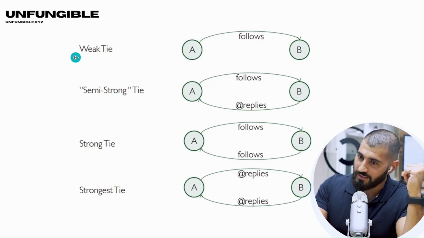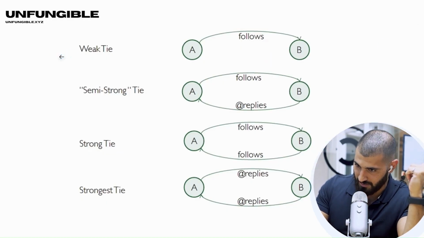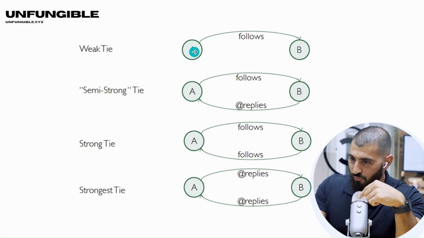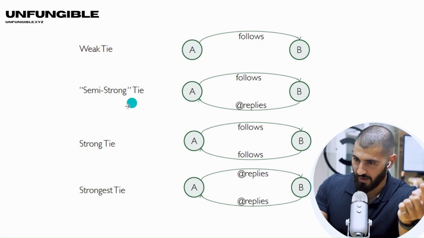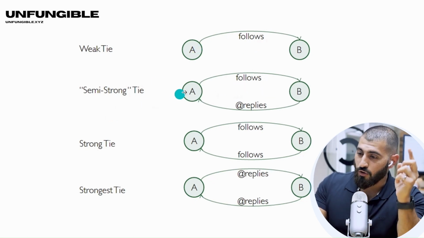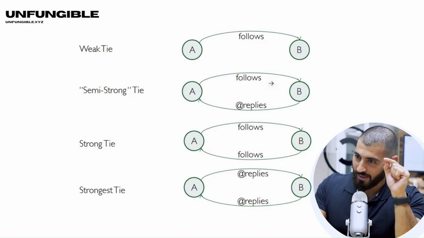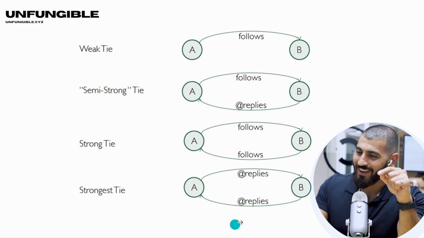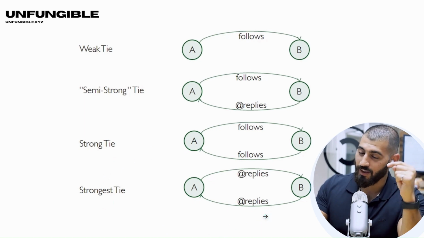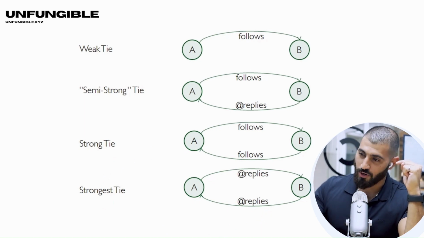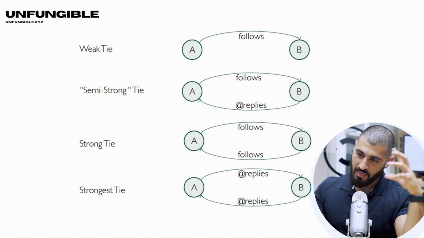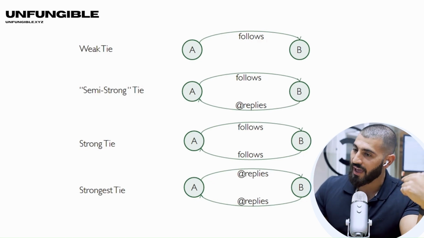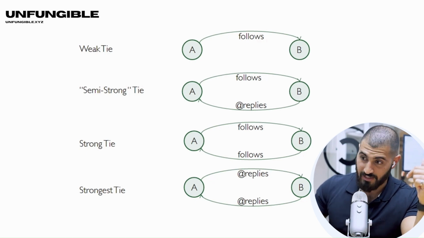But here are the different types of ties that exist on Twitter. And this is something I saw on Twitter. So a weak tie is when you follow another account. It's a pretty weak tie. A semi-strong tie is when you follow an account and they reply back to you. A strong tie is when you both follow each other. And finally, the strongest type of tie is when you both follow each other and you both reply to each other. And when this happens at scale, then all of a sudden you're going to see that your organic reach is going to start skyrocketing.